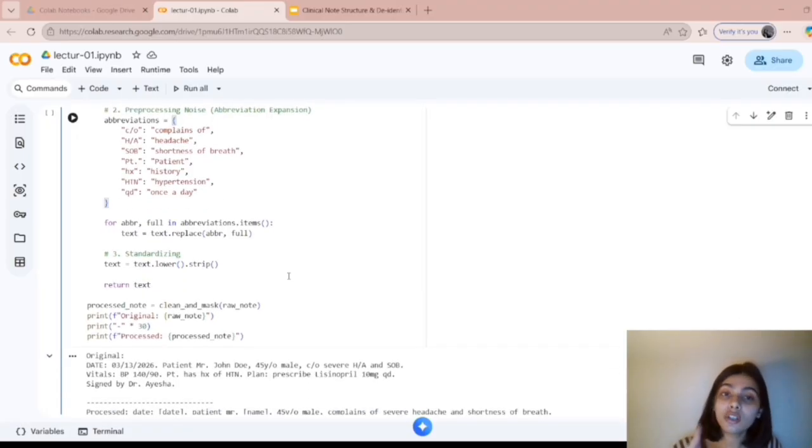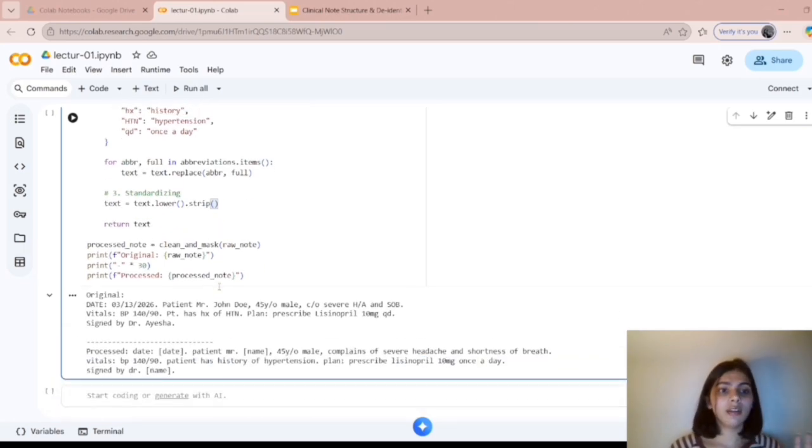Okay, and then the third main step is that we're standardizing it by adding the dot lower, which means you're going to keep every single word in lowercase, and then we're going to strip it. Why are we stripping it? You could do the right strip or the left strip, but we're stripping it right here. That removes any extra borders, extra spaces, and extra tabs in the text we have. And then we return the text, we print everything, we do the process, we do the raw note, everything.